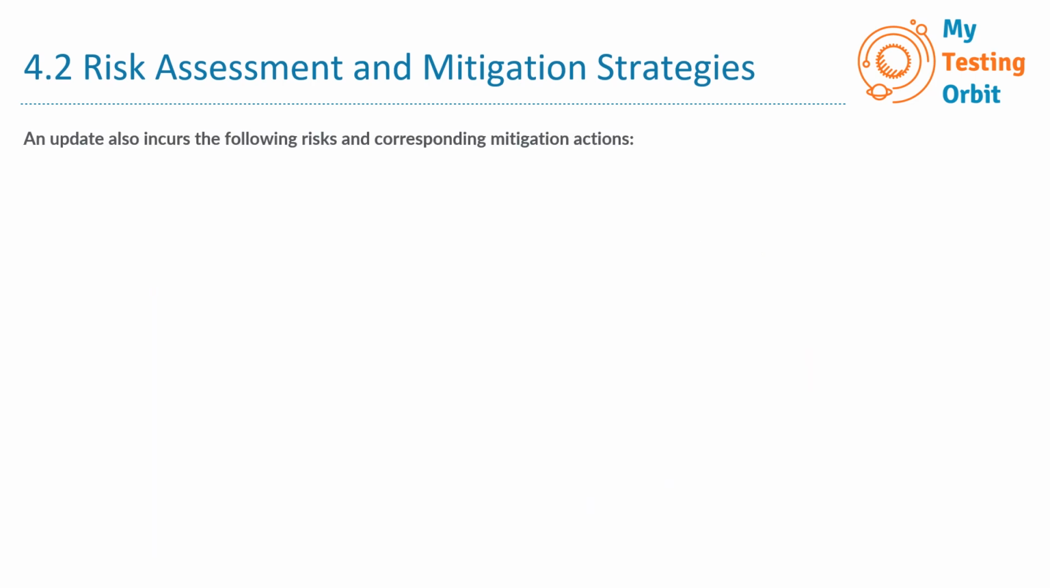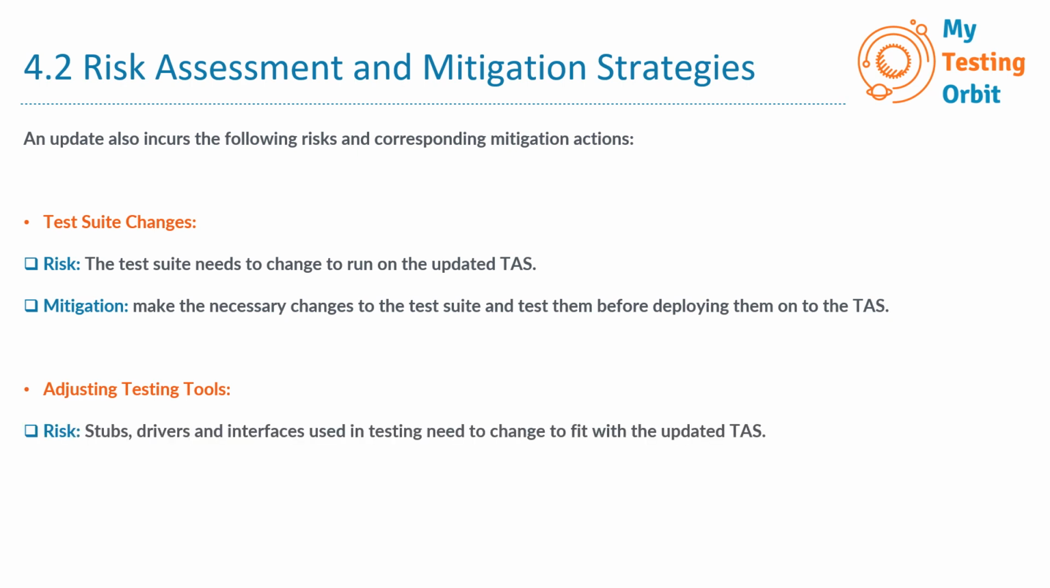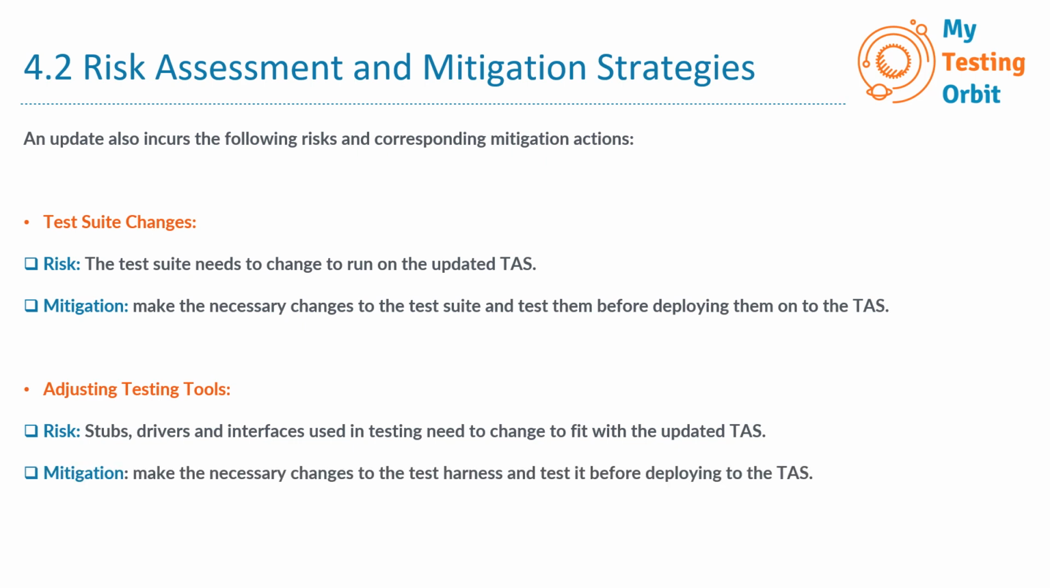An update also incurs the following risks and corresponding mitigation actions. The first one is test suite changes, and the risk is the test suite needs to change to run on the updated TAS. And the mitigation is to make the necessary changes to the test suite and test them before deploying them onto the TAS. Next one is adjusting testing tools. The risk is stubs, drivers, and interfaces used in testing need to change to fit with the updated TAS. And the mitigation for this risk is to make the necessary changes to the test harness and test it before deploying to the TAS.